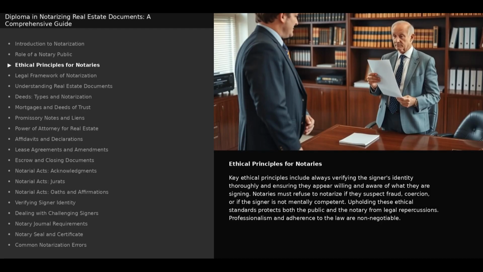Key ethical principles include always verifying the signer's identity thoroughly and ensuring they appear willing and aware of what they are signing. Notaries must refuse to notarize if they suspect fraud, coercion, or if the signer is not mentally competent. Upholding these ethical standards protects both the public and the notary from legal repercussions. Professionalism and adherence to the law are non-negotiable.